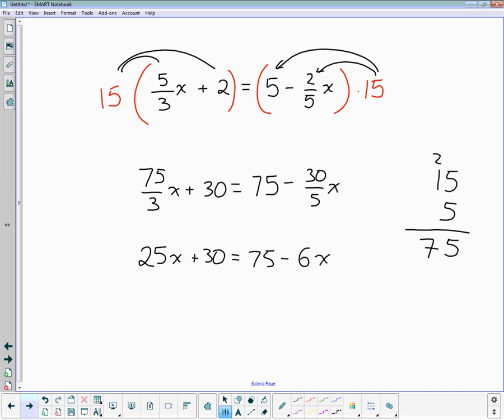And now we move everybody around. What happens to my 30? 75. Stay or go? 75 minus 30. Good.